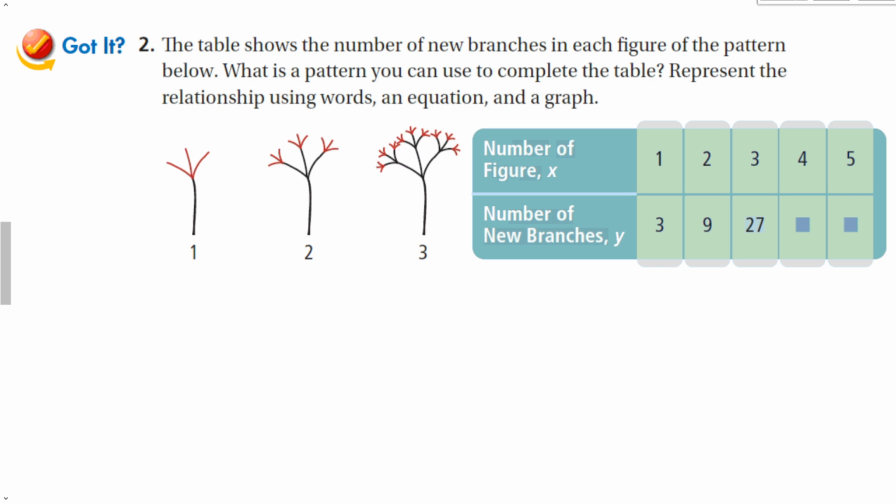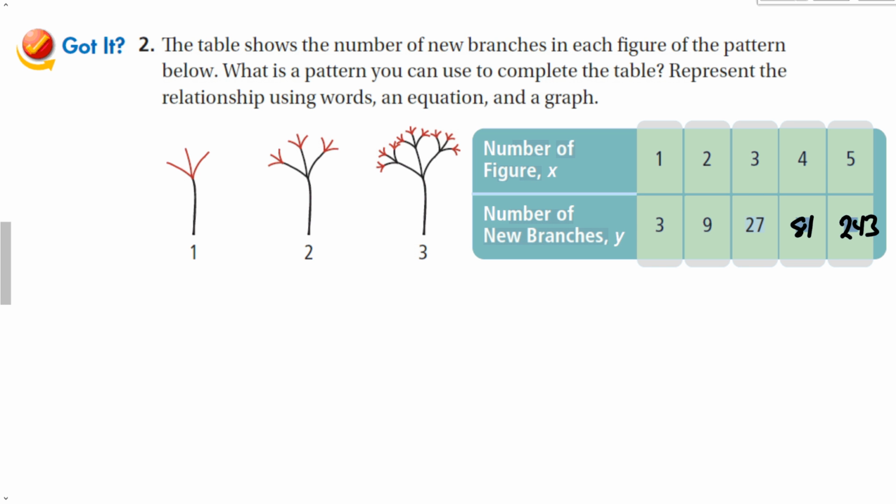So to figure this out, I'm going to finish this table right here. So I can see that on the first one, the number of the figure is 1, the number of branches is 3. Figure number 2, 9, 3, and I can count them all up if I wanted to, 27. So on 4, it would be 81, and 5 would be 243. So where am I getting these numbers from?